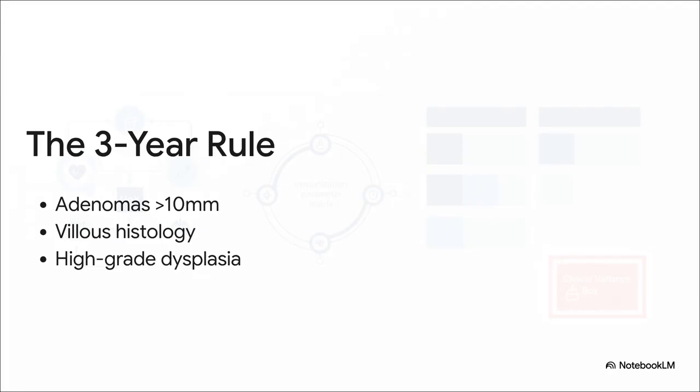But on the flip side, let's look at a scenario where you actually have to hit the gas and accelerate the timeline. We established earlier that the standard colonoscopy interval is 10 years, but specific histopathologic triggers force you to abandon that rule entirely. If you resect an adenoma larger than 10 millimeters, or if the pathology report comes back showing villous histology, high-grade dysplasia, or multiple serrated polyps, you slam that 10-year surveillance window shut and drop it down to a strict 3-year repeat cycle.